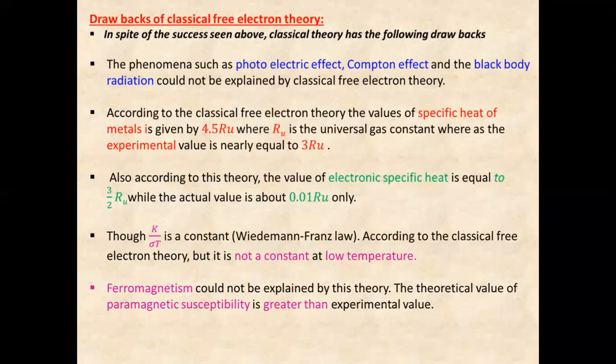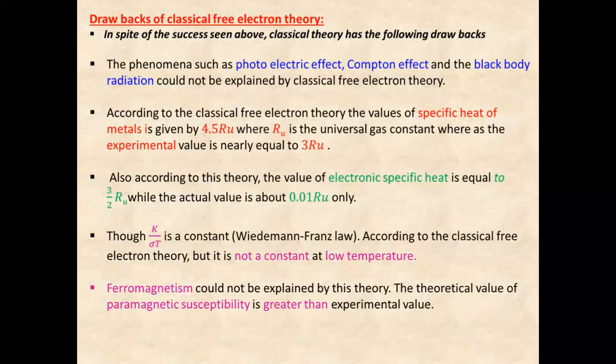According to classical free electron theory, the specific heat of matter is given by 4.5 R, where R is the universal gas constant, whereas the experimental value is nearly 3 R. Also, according to this theory, the electronic specific heat is equal to 3 by 2 R, while the actual value is about 0.01 R. The actual values are very much less compared with the theoretical value.